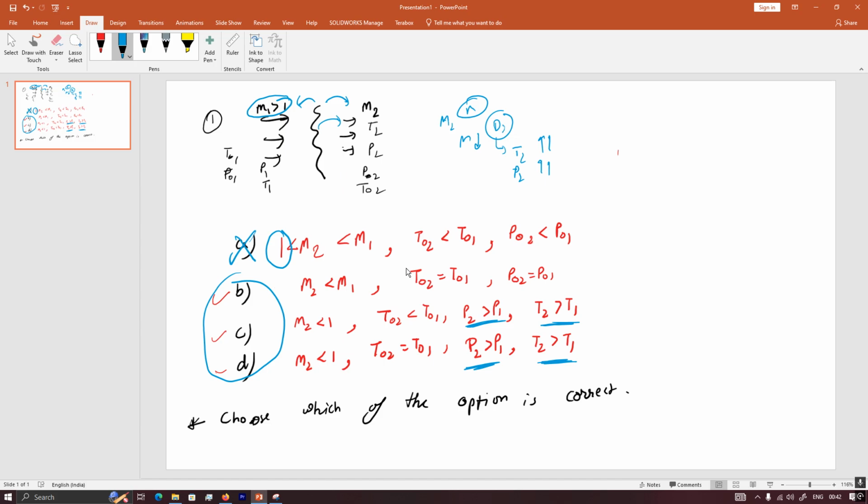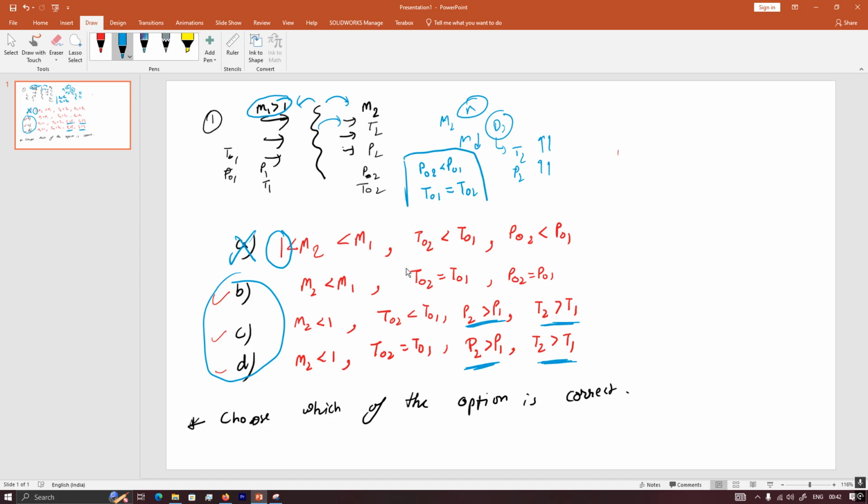So the other thing is let's talk about total properties. We know that after crossing the normal shock wave, due to irreversibility, which is a kind of friction in the normal shock wave, we get P naught 2 less than P naught 1. Since normal shock is adiabatic, there is no heat addition, so T naught will remain the same. T naught 1 will be equal to T naught 2.